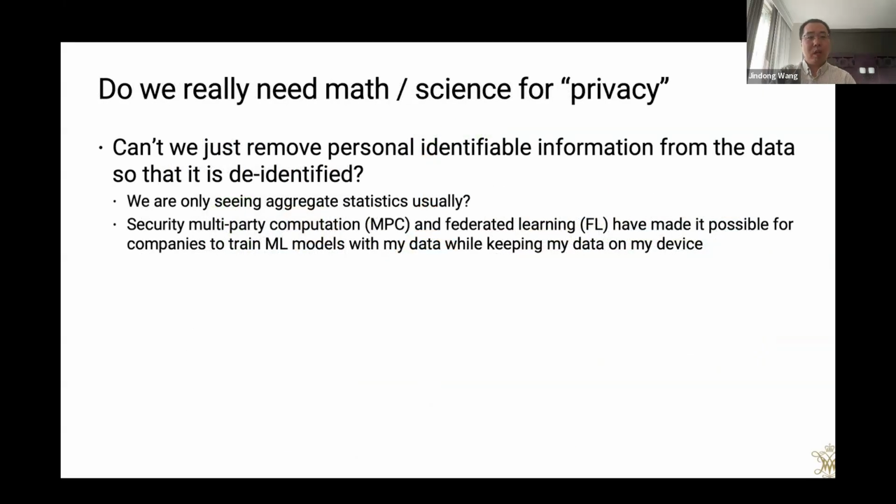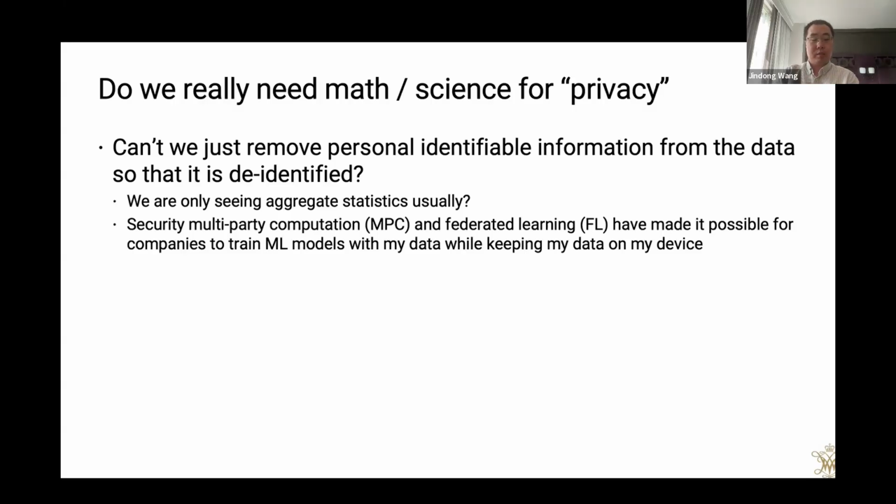And you may wonder, do we really need the science for privacy? Can we just remove the personal identifiable information, PII, from the data set so that it is de-identified? You just remove all kinds of sensitive information but still do your research. We can only see maybe the aggregation of all the data, but not any one particular data. Can we just do that without intruding on private data, so the privacy will be well protected? That is a question you can think about. Can we really do that, or is that really 100% useful?